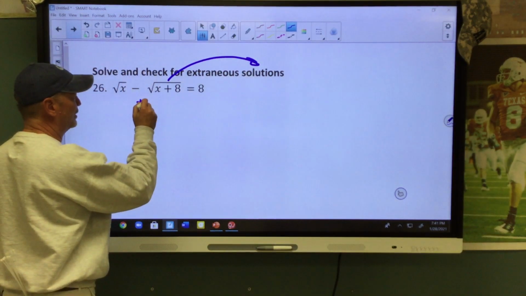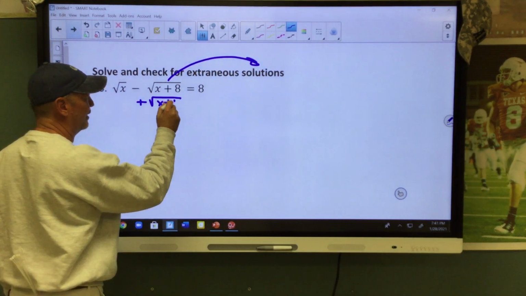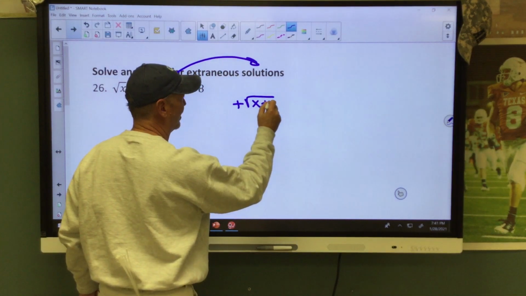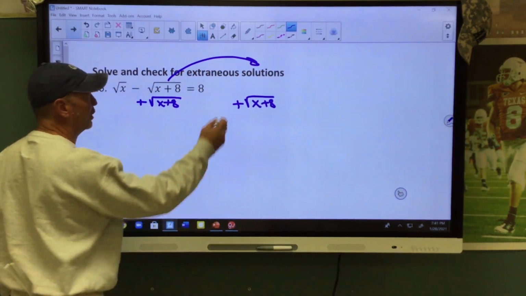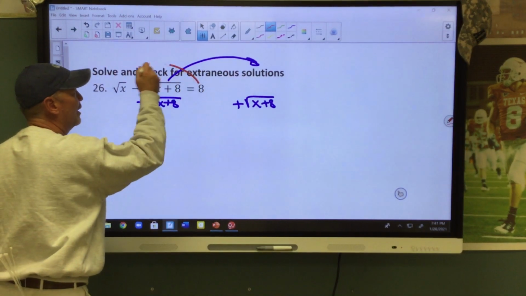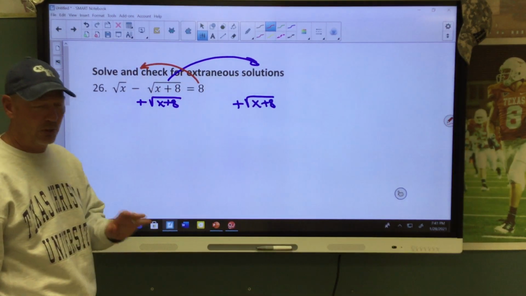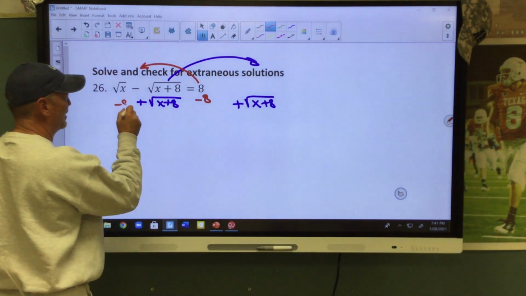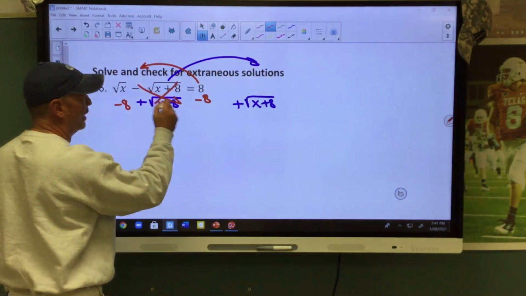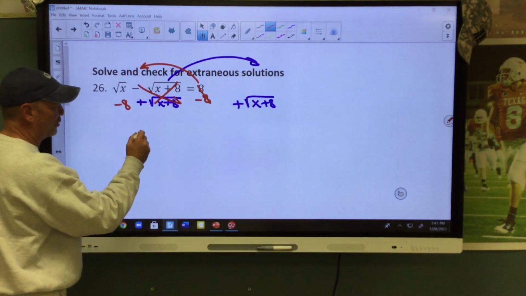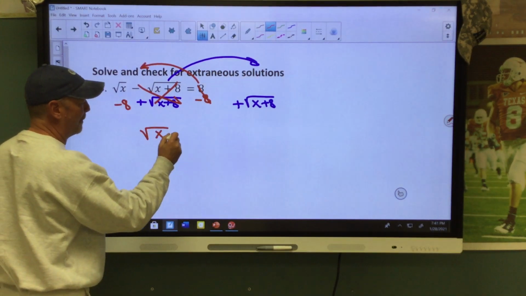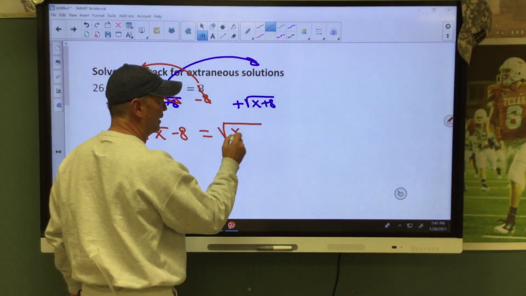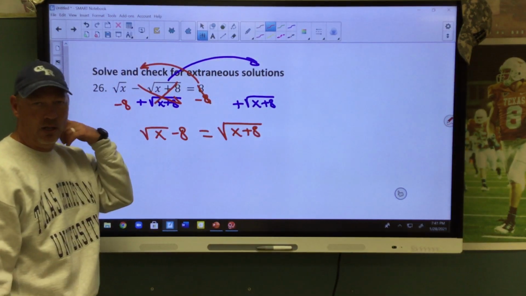So I'm going to go plus the square root of x plus 8. But here's the trick. I also want to move this guy over here to make it easier. Trust me, this makes it a lot easier. I'm going to go minus 8 on both sides. Okay, so this is gone. I'm left with the square root of x minus 8 equals the square root of x plus 8.